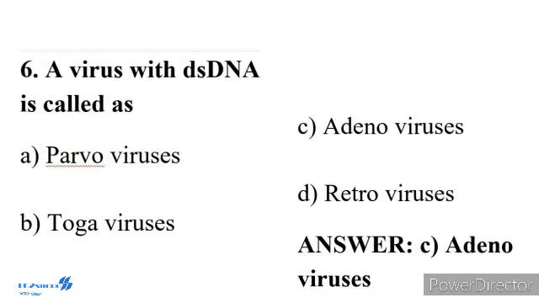Question number 6, a virus with a double-stranded DNA is called as. Option A, parvoviruses. Option B, togaviruses. Option C, adenoviruses. Option D, retroviruses. So the correct answer, option C, adenoviruses.